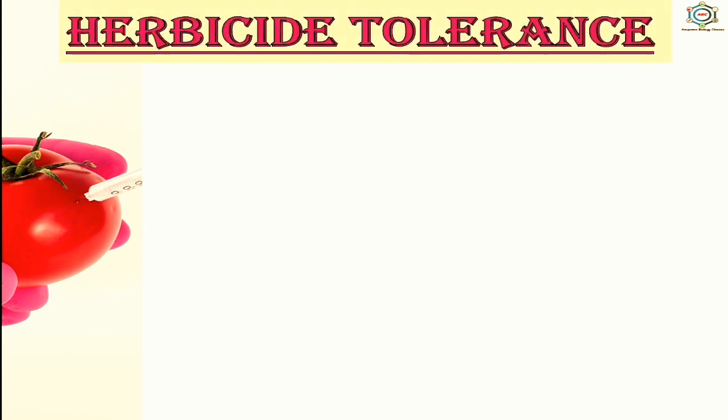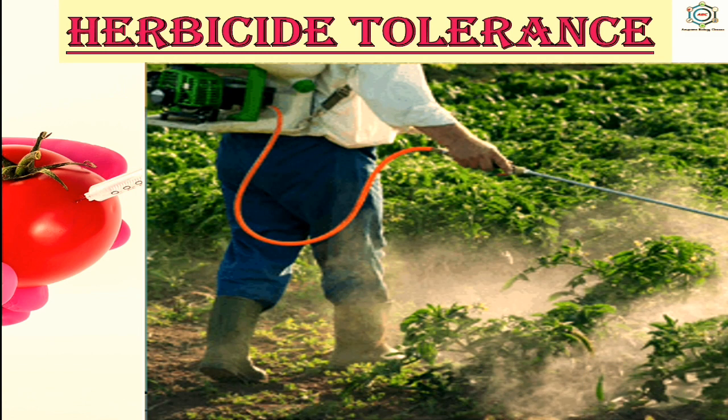Now, what is herbicide tolerance? If you talk about herbicide tolerance, herbicides are the chemicals which kill the weeds. When these chemicals are sprayed in the field, they not only kill the weeds but also damage the crop plants. In recent years, genetic engineering has helped to develop transgenic crop plants which are resistant to herbicides so that they are not damaged when farmers spray herbicides in the field.